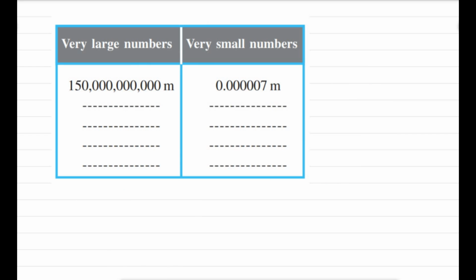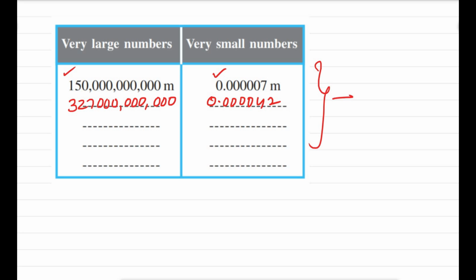So let us see some large numbers. These are very large numbers and these are very small numbers. I can write just 327000000 and so on, and 0.000042.